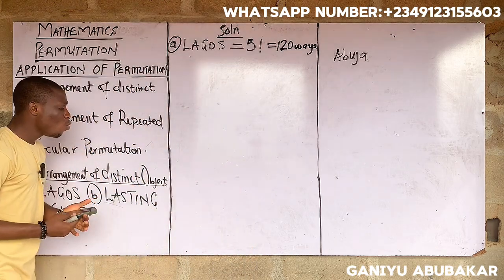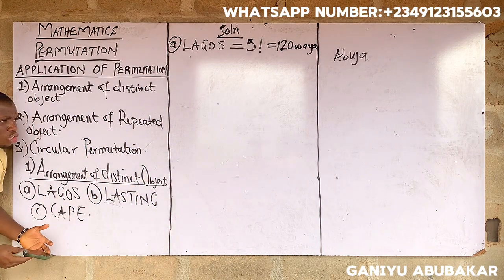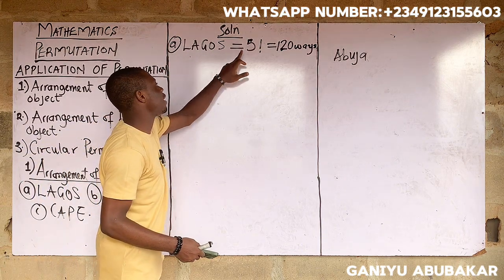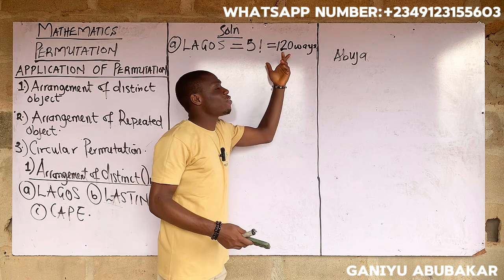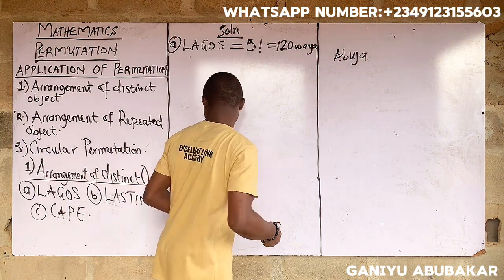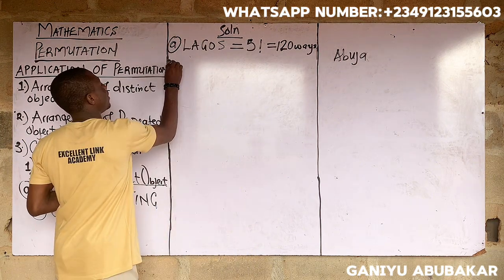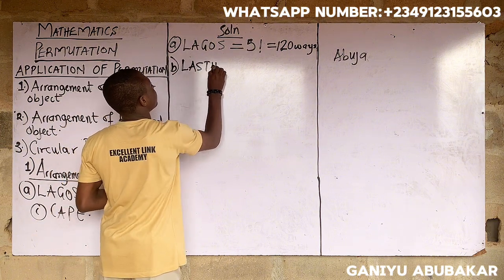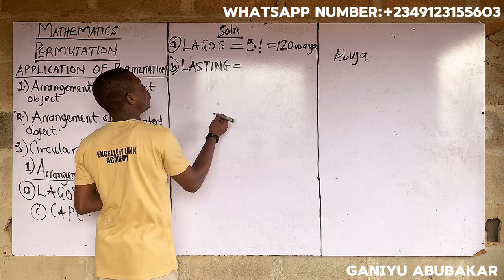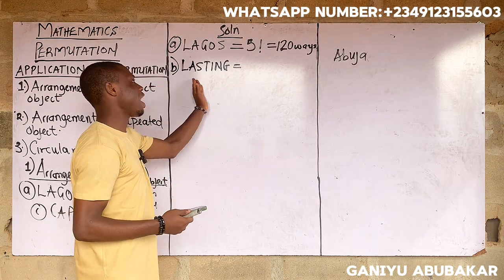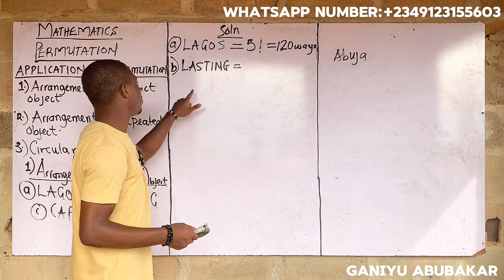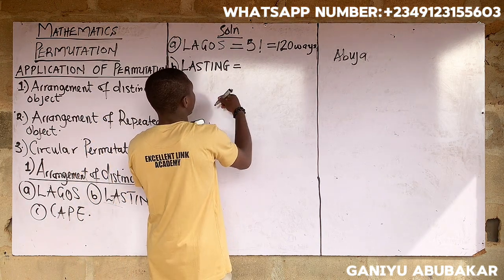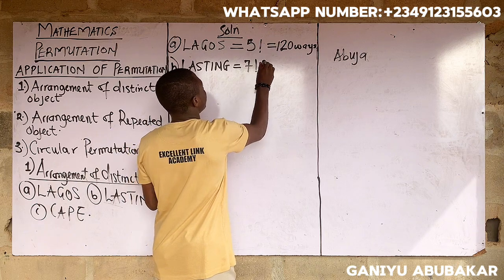Listen up. That is quite simple. When the objects are not repeated, what's your task? Just count the total number of objects there. That becomes 1, 2, 3, 4, 5. That's 5 factorial. So then that is 120. That's all. Let's do B and C. For B there, I'm given Lasting. We said so far the objects here are not repeated. What do we do? Count them. 1, 2, 3, 4, 5, 6, 7. That becomes 7 factorial. I have 7 factorial, which will give what there?